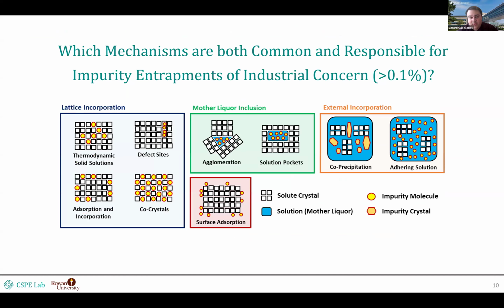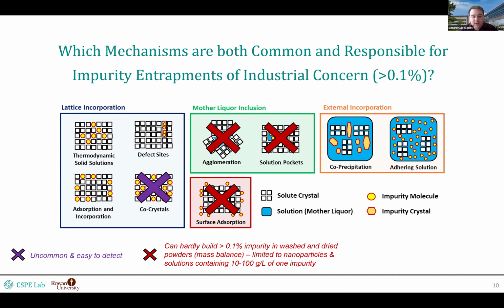So one thing that we ended up doing is we came together with the teams at Boehringer Ingelheim and Merck, and we posed a simple question: which mechanisms are, first of all, common, right? And which can also be responsible for impurity entrapments that are concerning for, let's say, the pharmaceutical industry? So something like 0.1% or higher in the final product, right? And when you pose this simple question, you realize that a lot of these things can be simplified, right? So co-crystals, if you accidentally form a co-crystal between your product and an impurity, you will see that immediately on the X-ray pattern, right? And it's also very, very uncommon.